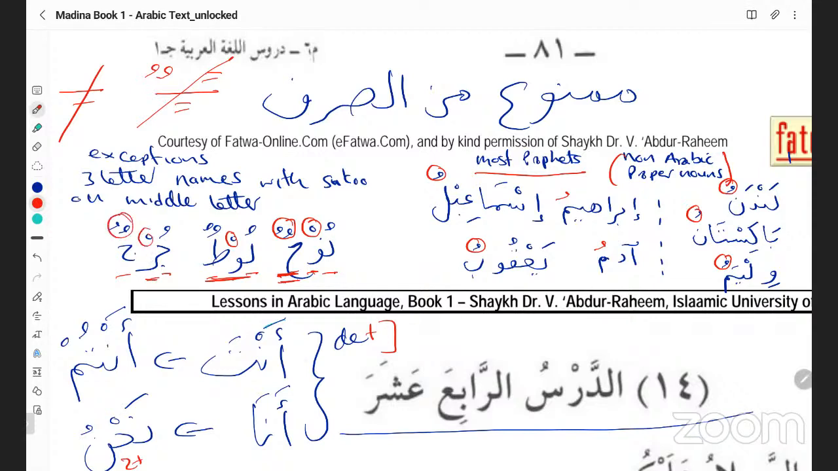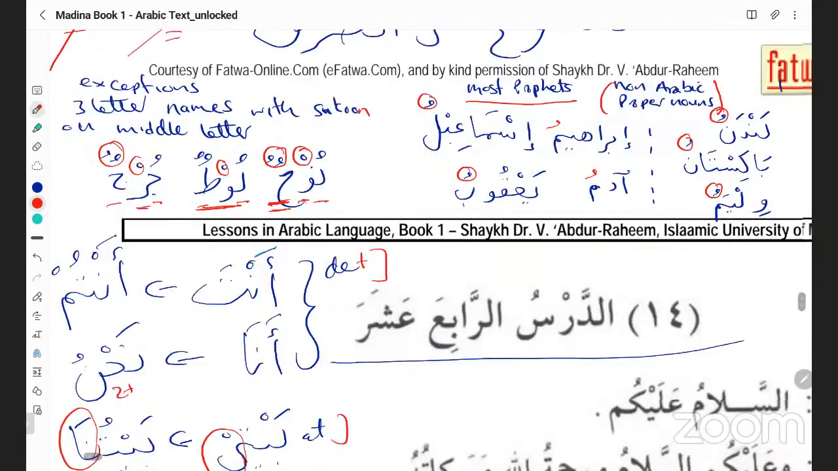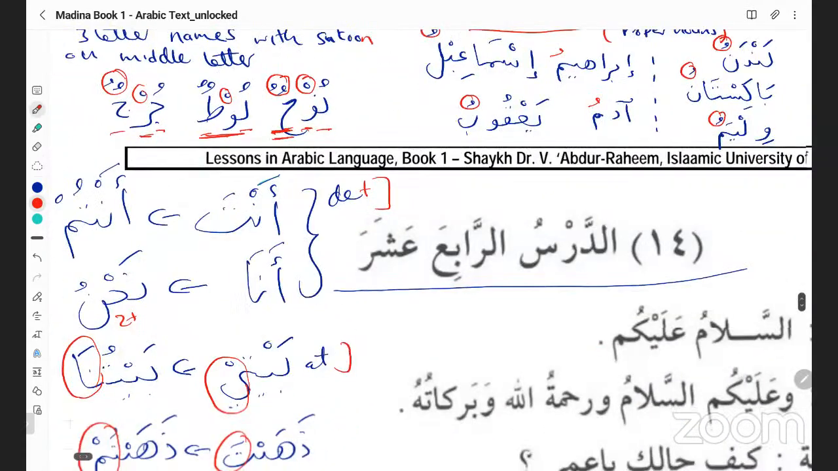So these are the exceptions. Okay, that's one exception, the exception mentioned there: three letter names with sukoon on the middle letter. Okay, so we've done the pronouns you have to know for this lesson. We've done the mamnu' min as-sarf you have to know.